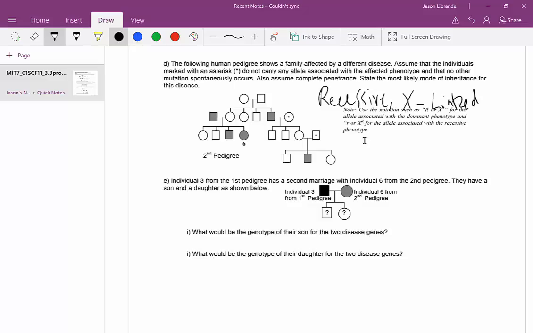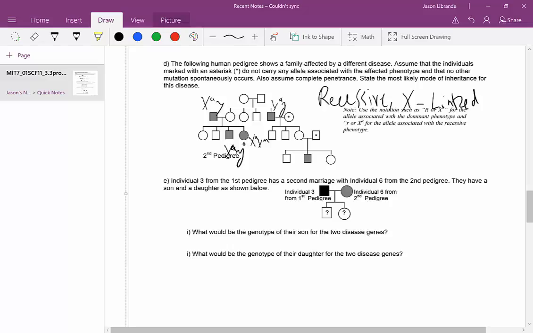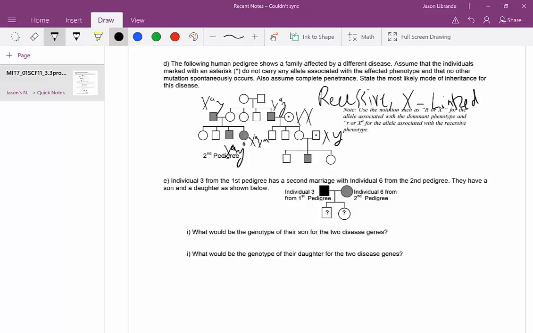Okay, so assuming it's X-linked recessive, we know quite a bit now. Male is that. Female is going to be this. It's going to be that. That male's going to be that. So again, we have the asterisks here. So nothing that will show up on the exam, but here is in the packet. So these individuals don't have any alleles that contribute to this disease.